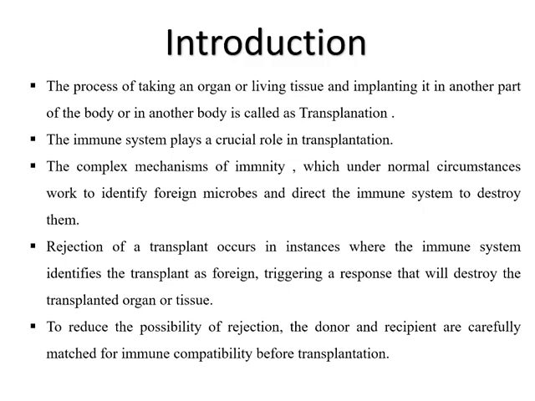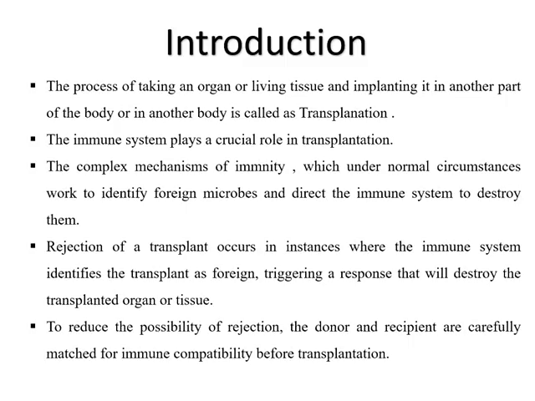So, the process of taking an organ or living tissue and implanting it in another part of the body or in another body is called transplantation. The immune system plays a crucial role in transplantation. The complex mechanism of immunity, which under normal circumstances works to identify foreign microbes and direct the immune system to destroy them. Rejection of a transplant occurs in instances where the immune system identifies the transplant as foreign. So, it triggers a response that will destroy the transplanted organ or tissue.